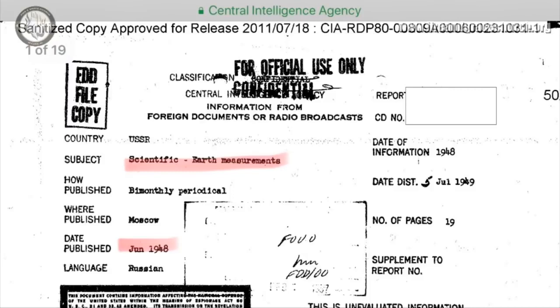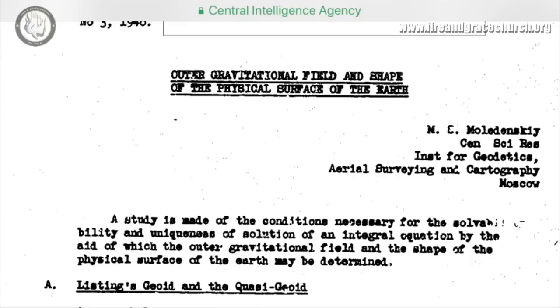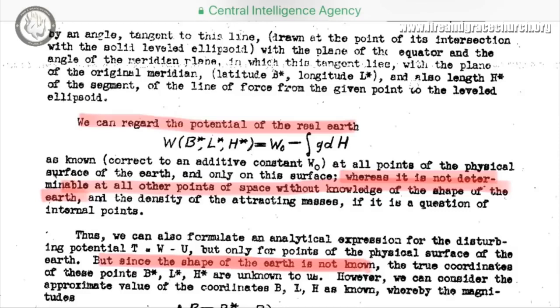Date distributed, July 1949, number of pages 19. Just so you can see, here's getting into it here. Now, notice the paper says, outer gravitational field and shape of the physical surface of the Earth. It gives this guy's name, some Russian guy, Central Science Research Institute for Geodetics, Aerial Surveying and Cartography, Moscow. Everybody see that? All right. You can go through this entire document if you want to. I'm just pulling out something that I found very interesting in 1948 from Russian scientists that was classified.